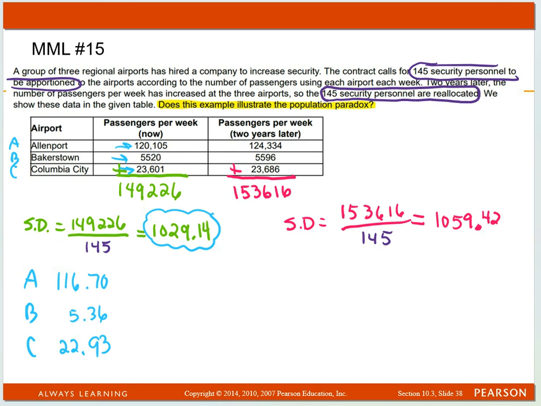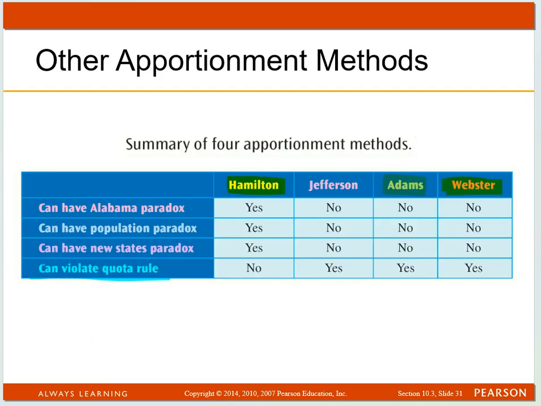Now, the population paradox, I need to take you back to a previous slide. They're asking me, does their example show the population paradox? The only time the population paradox could occur is under the Hamilton method. It does not occur using Jefferson, nor Adams, nor Webster. So the only way to show that it does is by the Hamilton method.